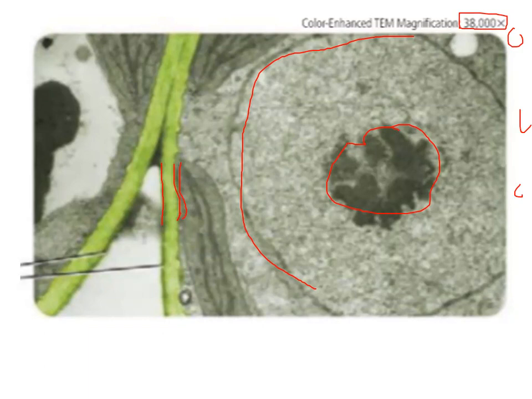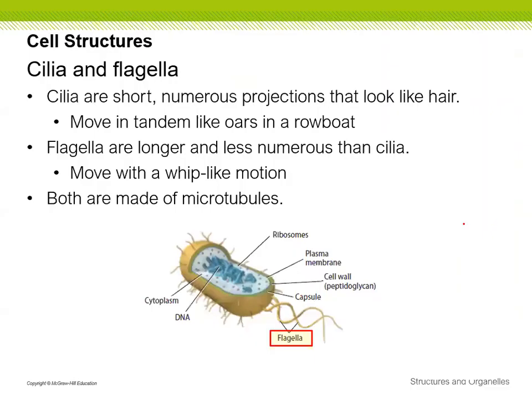Okay, last one. The last one we're looking at is cilia and flagella. Cilia are those short little hairs on here. They help move the stuff. These are the legs.